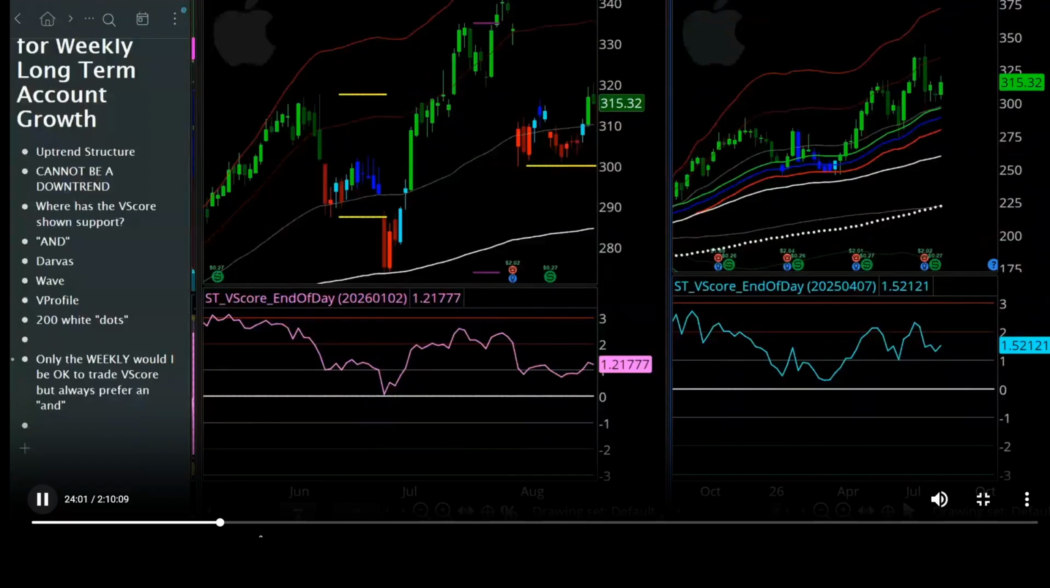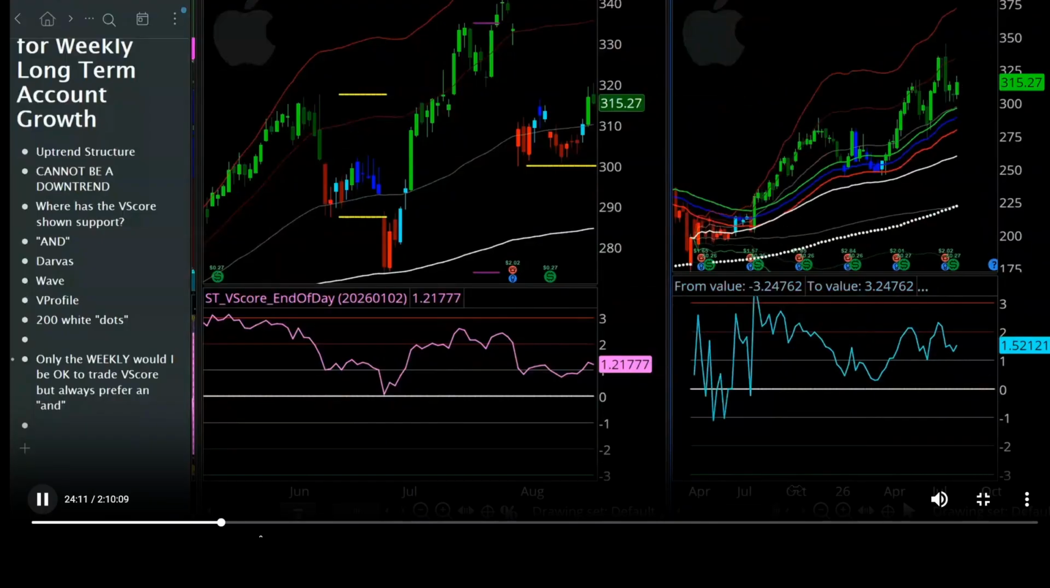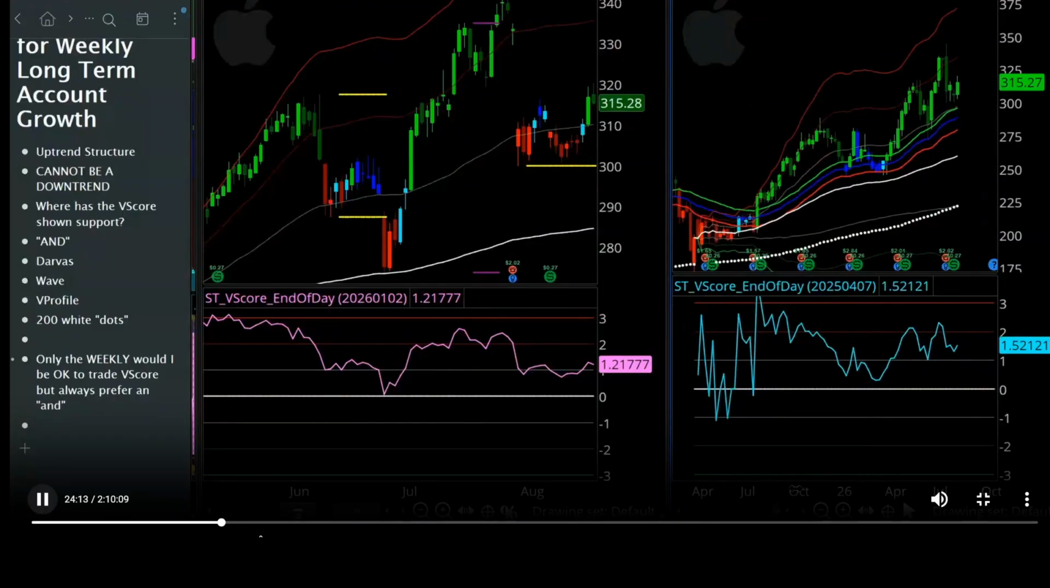So the question here is, if the weekly is not in a trend, would I still be just okay with the VScore? Yes. Yes, I would. I don't want to force the VScore to answer all questions. It answers a volume question, but it can be a standalone. Yes, it can. And by the way, the last time we tested the dots, or if we test them again, will probably be down near a -1. So these are things you use in combination.